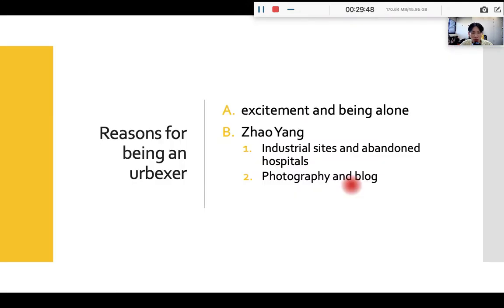So from this paragraph, we learn the reasons why urbexers enjoy doing what they do. So it's about excitement, and it's also about the ability to be alone in abandoned places. And here we learn more about the example of Zhao Yang. So what does he do? He visits industrial sites and abandoned hospitals. And for him, he takes pictures and talks about his experiences on the blog.